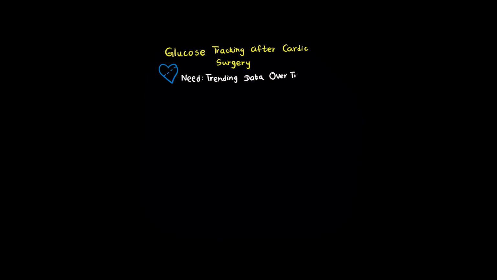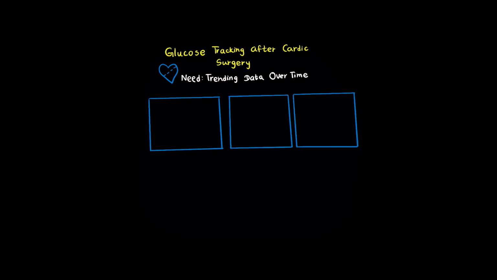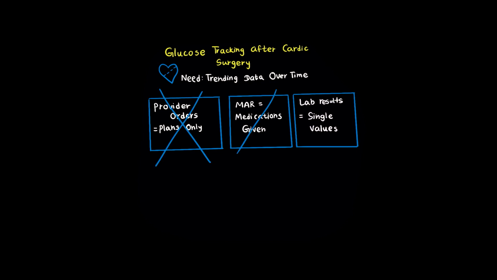Alright, let's break down the core concept behind this question about tracking blood glucose fluctuations after cardiac surgery. When a cardiac nurse needs to review trending data for glucose management, they need a documentation system that captures continuous monitoring over time, not just individual snapshots. Provider orders tell you what's planned but don't show actual patient data trends. The medication administration record documents what drugs were given, but doesn't display glucose patterns. Laboratory results show individual test values at specific points in time.